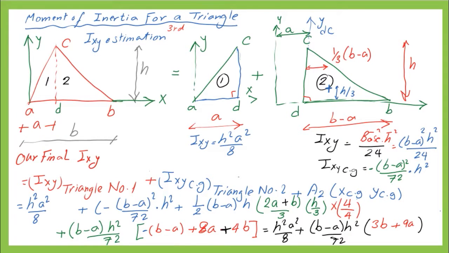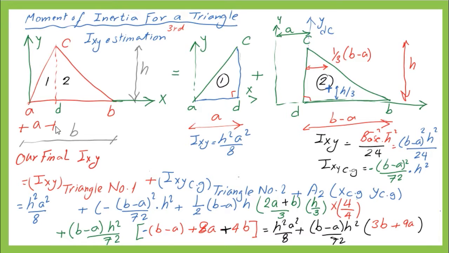Hello everyone. In this segment, we are going to estimate the product moment of inertia for the triangle ABC. The base is equal to B and the height is equal to H, and there are two intersecting axes X and Y. They are intersecting at point A. If we drop a perpendicular line from point C to the base AB, it will be intersecting at point D with distance to the left equal to A.